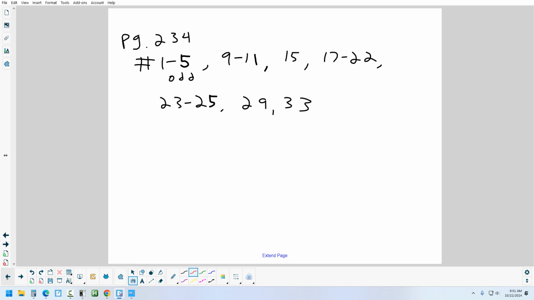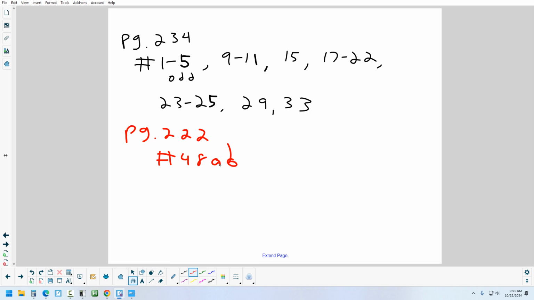All right, let me just double check this. So that problem, that's the mixture problem that we didn't do. And then let me just check on 234. 234, 1 through 5, that's finding the domains. You don't have to sketch anything there. 9, 10, and 11, that's the EBM. So those are pretty quick.